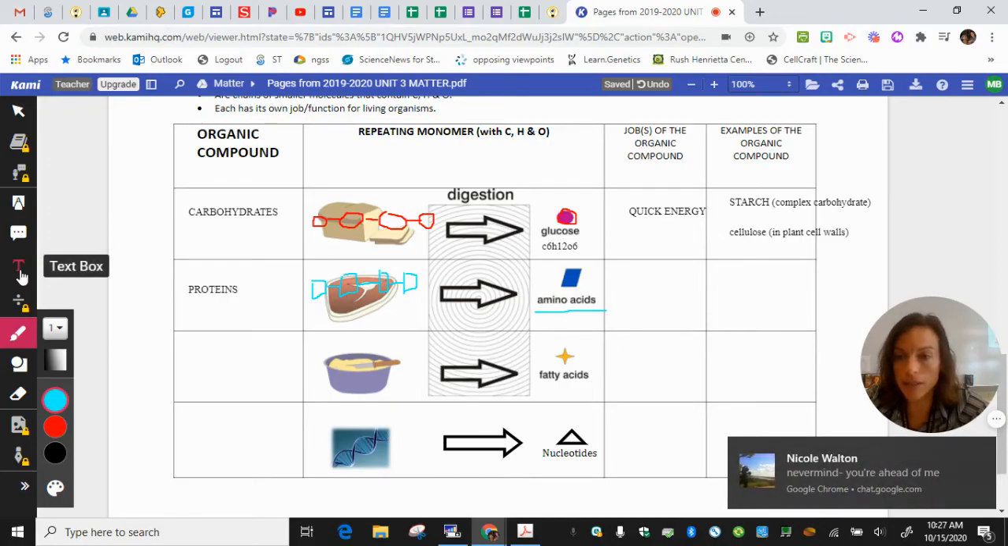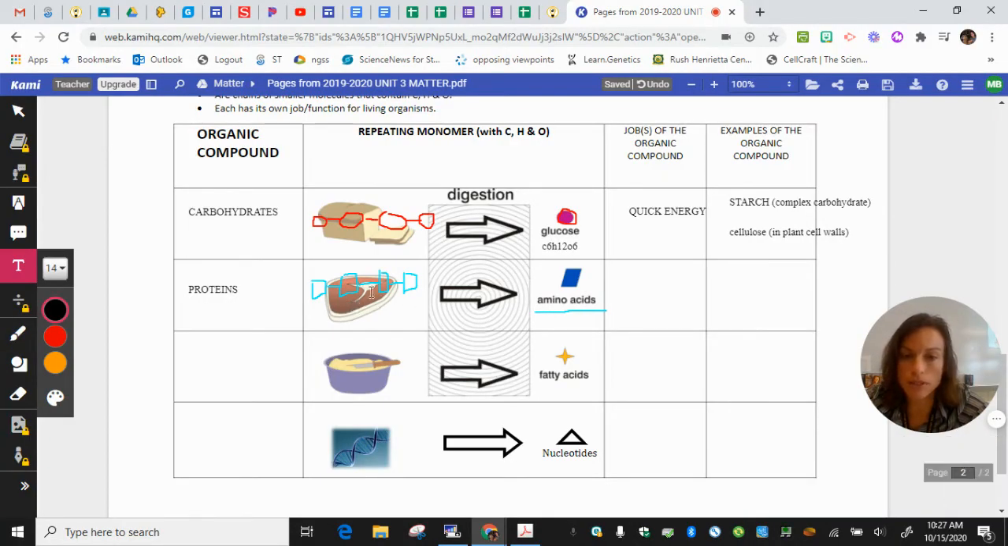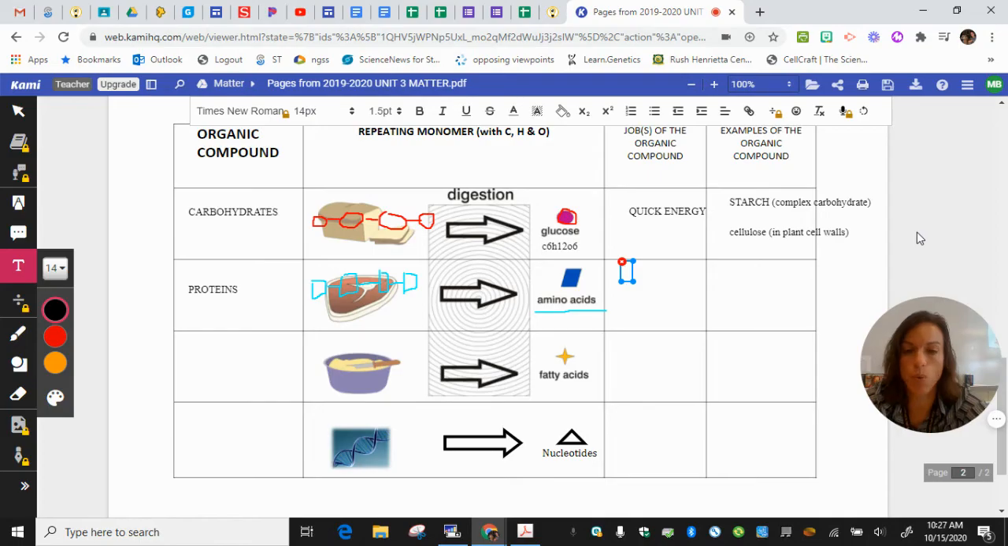Okay, amino acids make up those proteins, and what happens is when you eat your proteins, these things get digested into the pieces of amino acids, they get into your blood, and then you can travel them to your cells. Once they're in your cells, you can use them to do jobs in your body. So what I'm going to do here is I'm going to tell you the job, and I'm going to tell you what the organic compound is that does it. So one job of proteins is to speed up chemical reactions.